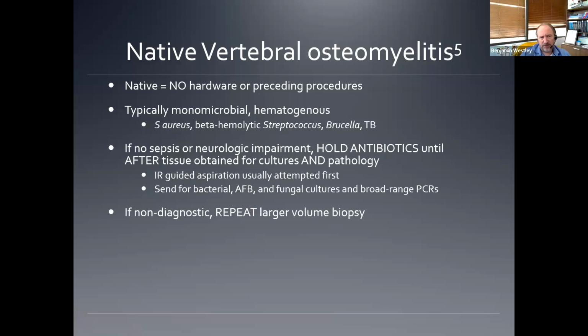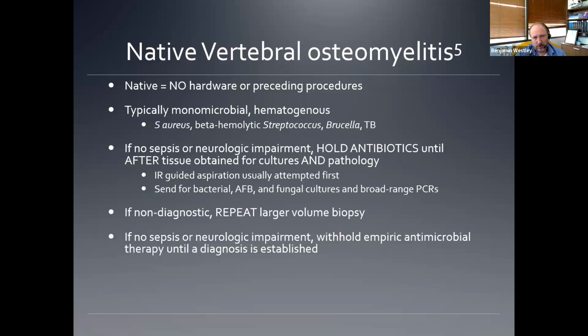If the initial samples don't show anything, we try very hard not to just start antibiotics immediately after the aspiration, because a lot of times only a tiny little bit of tissue is obtained. And so I prefer to not give antibiotics and repeat the biopsy for a larger chunk of tissue, sometimes with surgery, or at least a repeat needle. So I withhold until we have a diagnosis. Some of these are not infectious, and we give them antibiotics and they're not.